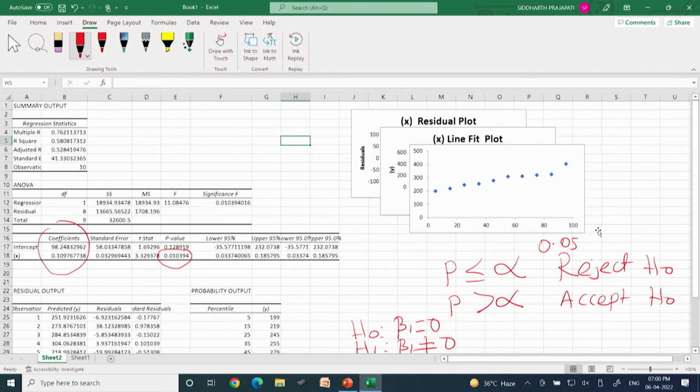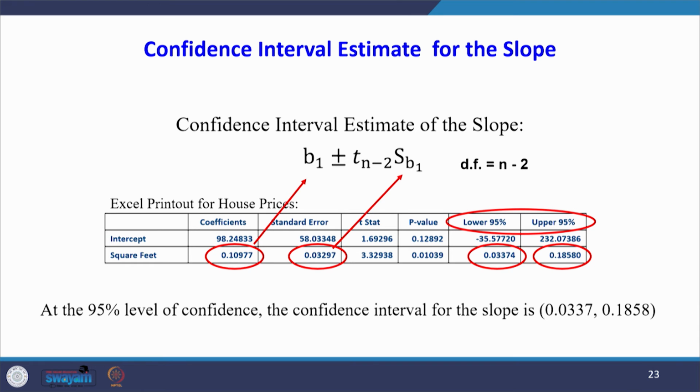I will go back to the PPT. Confidence interval estimate for the slope. So, we have realized that the slope is significant. Suppose I want to find out the confidence interval for the slope. So, it is b1 plus or minus t of n minus 2 times S b1.